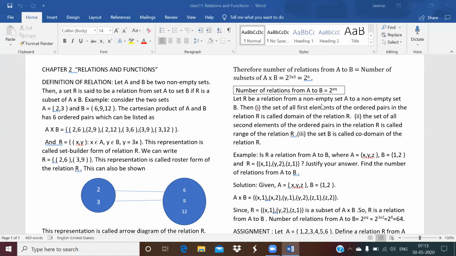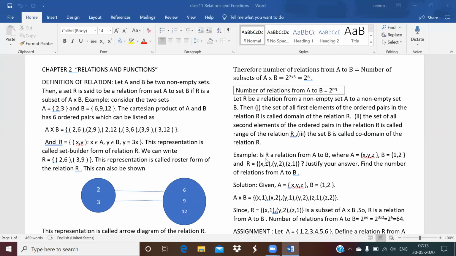Now R is a relation from a non-empty set A to a non-empty set B. Then the set of all first elements of the ordered pairs of R is called the domain of the relation. First elements means, like you can see here, 2, 3. And the set of all second elements is called the range of the relation, that you can see, 6 and 9. And the set B is called the codomain of the relation. You can see this is set B, that is 6, 9, 12. This is called the codomain of the relation.